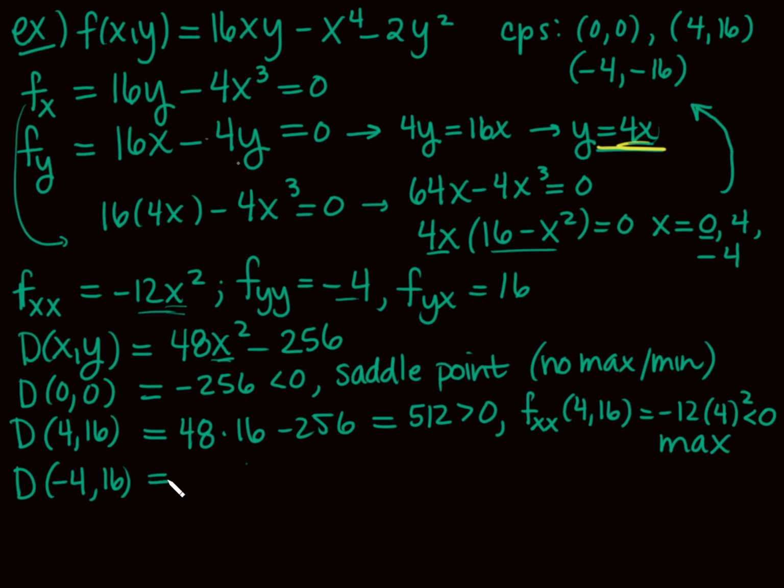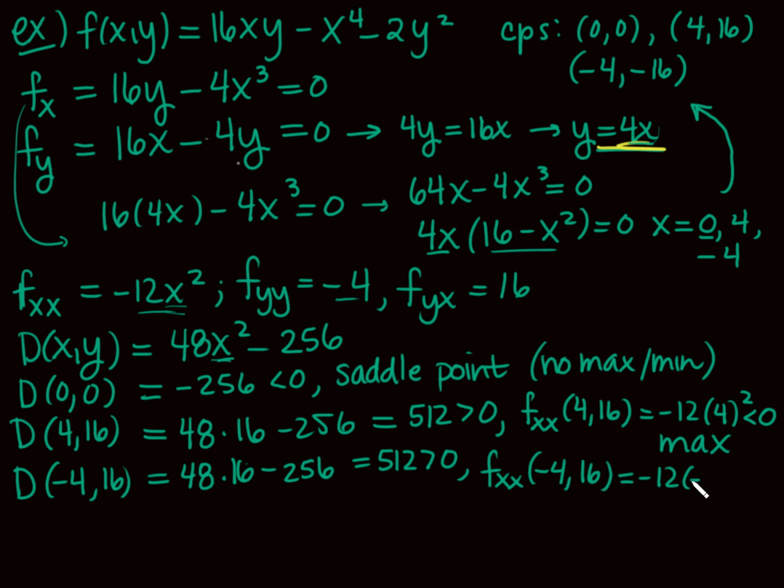Okay, and then I get a negative (4, 16). Everything's going to be the same here. So how do I know that? Because I'm squaring things. So when I square that 4, I'm not changing anything. So this will be 512 again, greater than 0. And then the same thing will happen with f sub xx, because when I put in a negative 4, remember you have to square first. So when I square negative 4, that's going to be positive. And then this negative right here will keep me negative. So again, I have a max.